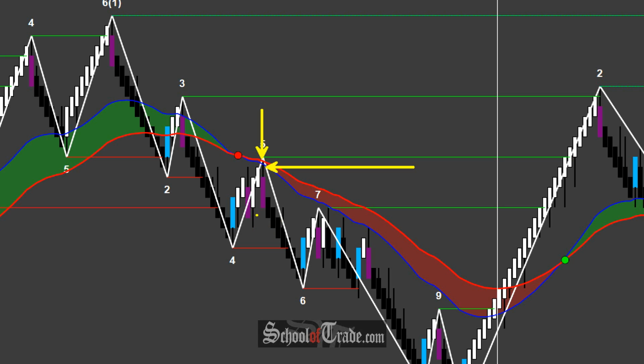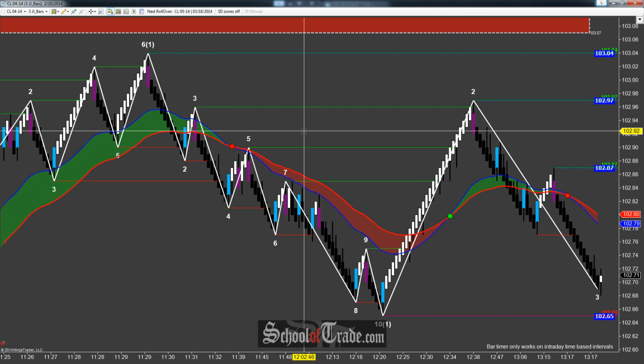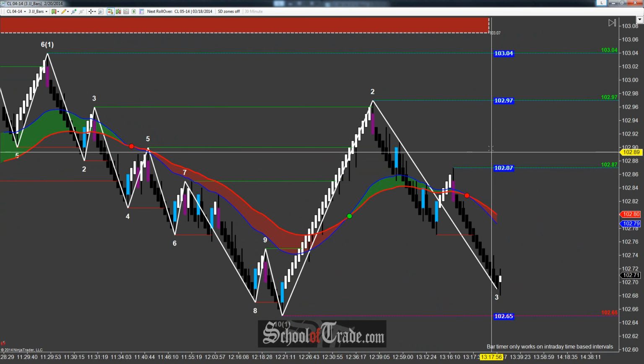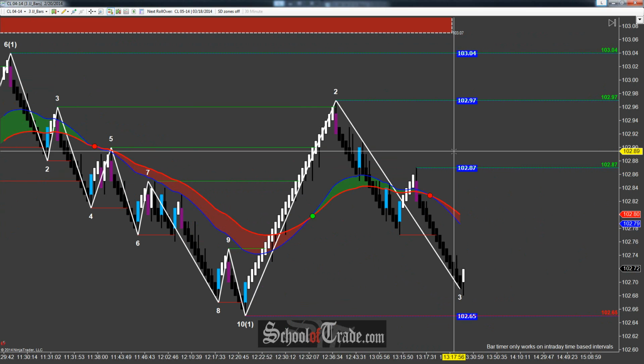Now, that's one of the ways you can use those to enter into trades. You can use them at double tops, double bottoms. You can use them pretty much anywhere that you want. Really strong indicator, makes it visually easy to see what's going on. And it makes it easy to get into trades.